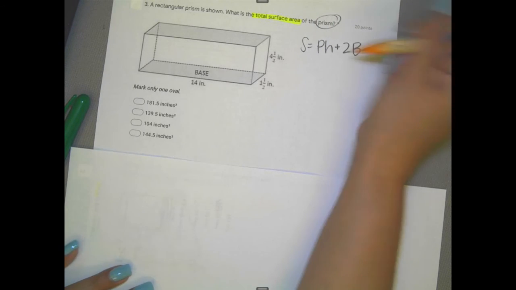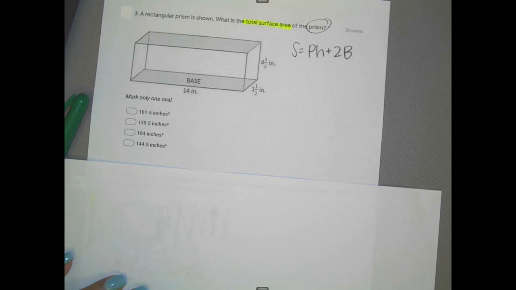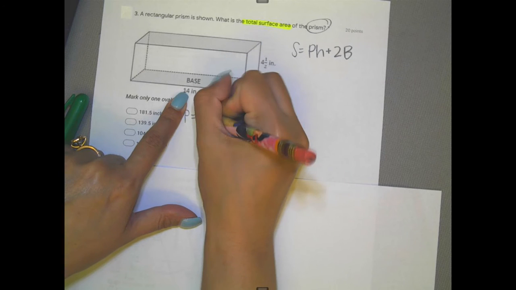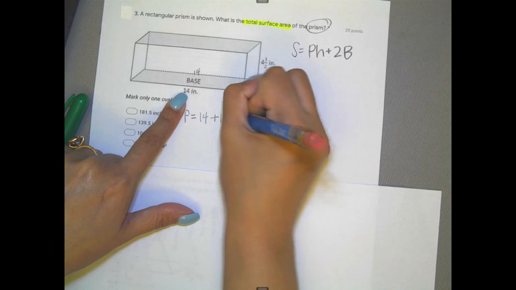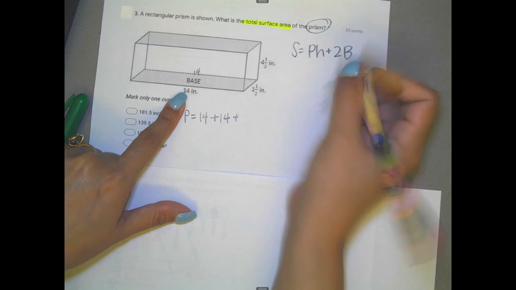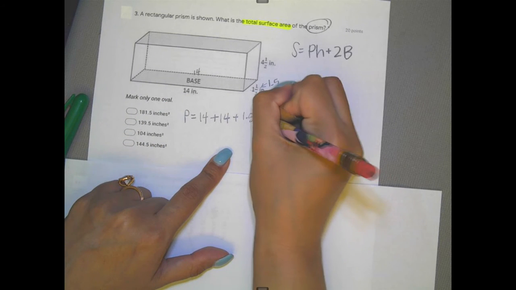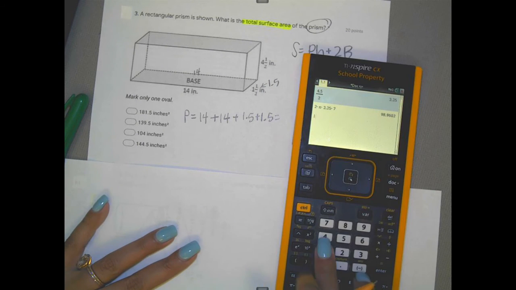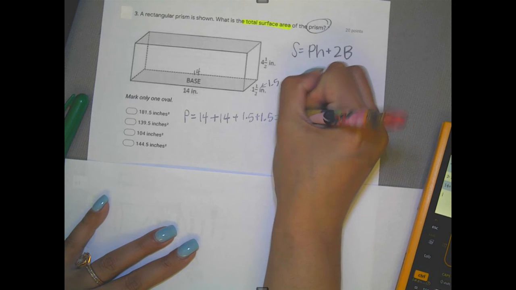All right. We know that P stands for perimeter of the base, and it's telling me that the shaded rectangle is my base. So my perimeter would be 14 plus, this side is also 14, plus 1.5, but I need to turn that into a decimal for my calculator, so 1.5 plus 1.5. And when I do that, 14 plus 14 plus 1.5 plus 1.5, I get 31 as my perimeter.